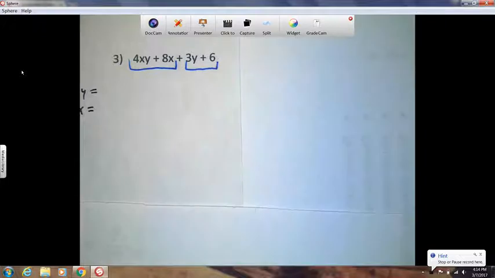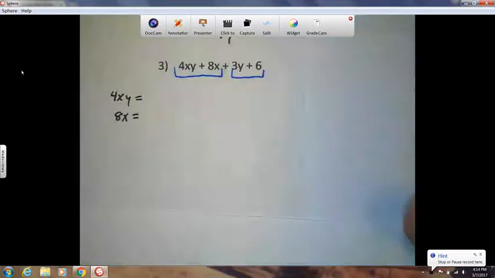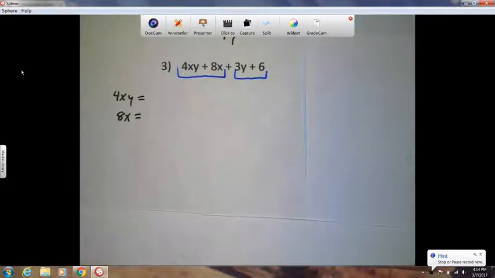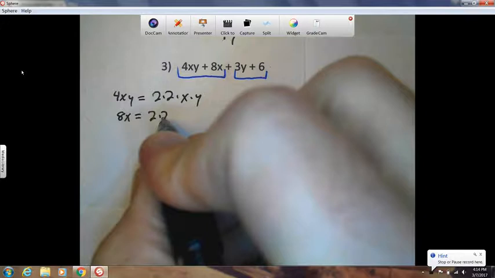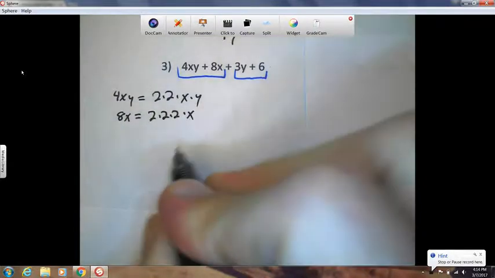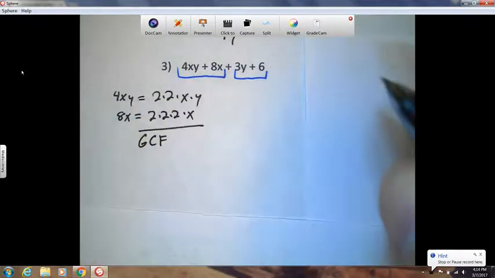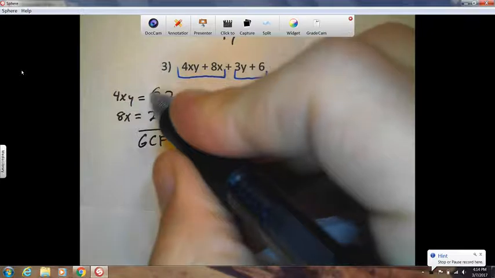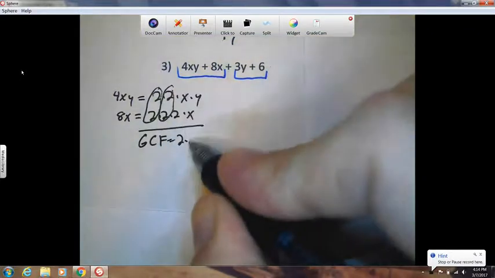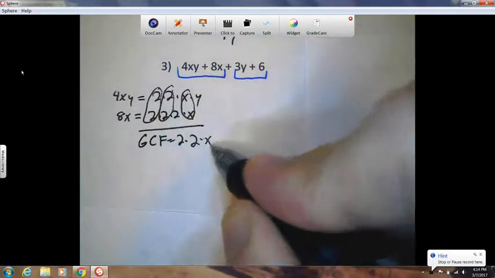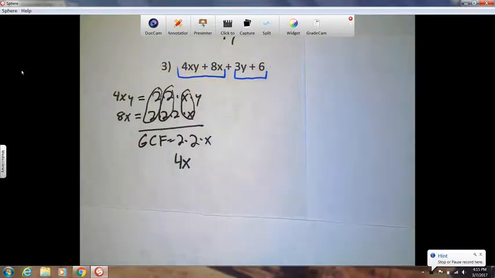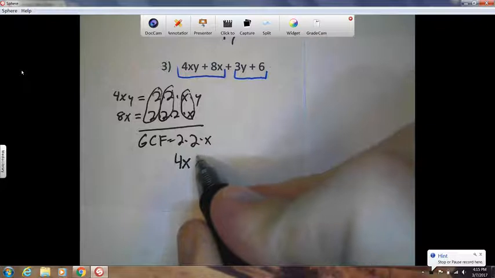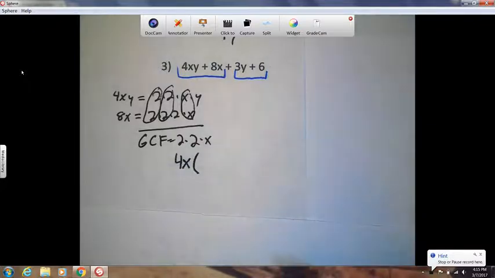Now I'm going to find the greatest common factor of these two. So I'm only going to factor these two right now. So I have 2 times 2 times x times y. 2 times 2 times 2 times x. So greatest common factor would be 2 times 2 times x. So 4x. There's my greatest common factor. Put it outside parentheses. What do I have left? Y plus 2.